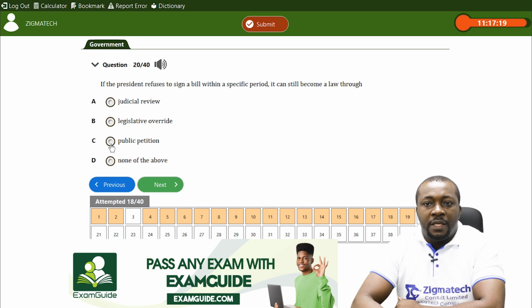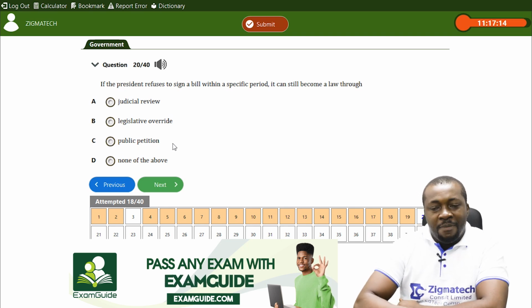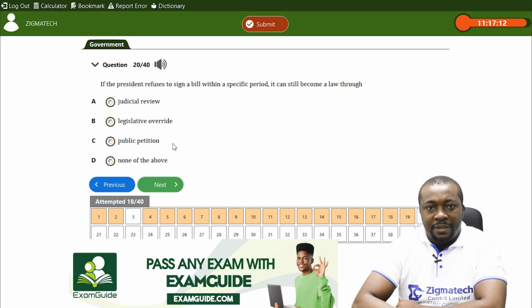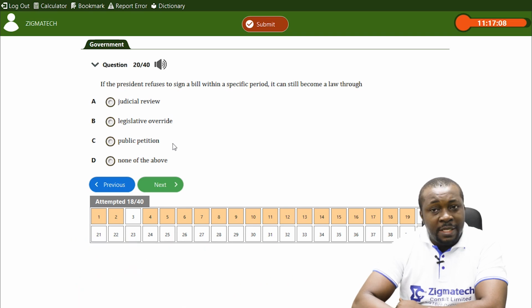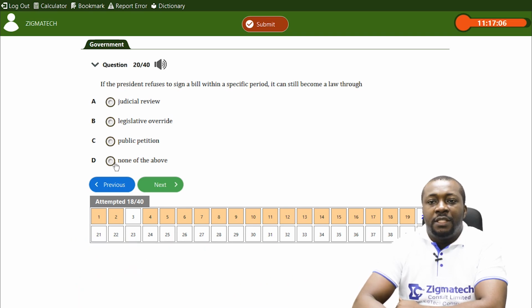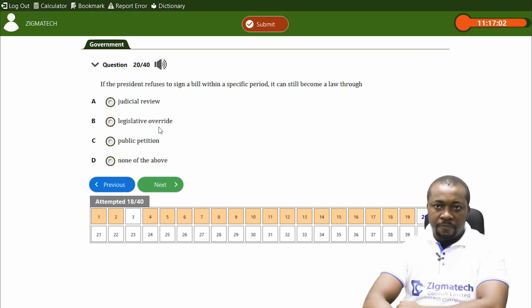Is it a public petition? A public petition cannot make a bill that is passed by the legislature and vetoed by the executive become a law. D, none of the above. But we have what we call legislative override.